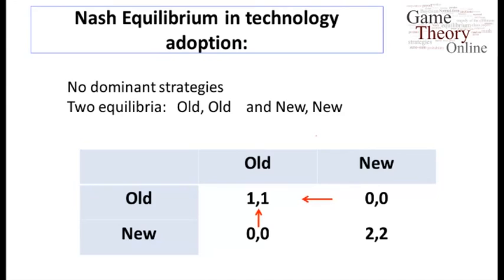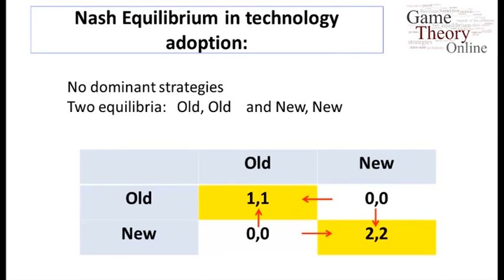So if the other person's using old, then I get a payoff of 1 from using old and 0 from using new. If the other person's using the new technology, I get a payoff of 2 from using the new and 0 from choosing the old. So again, my best response depends on the other player. If the other player is choosing old, my best response is old. If the other player is choosing new, my best response is new. What do we end up with? We end up again with 2 different equilibria, old and new.